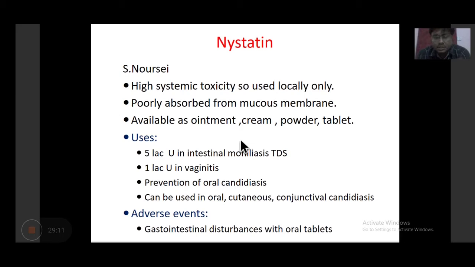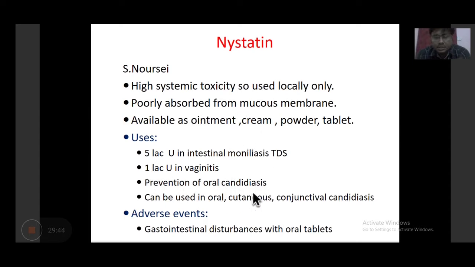Then comes another drug from the same polyene group, nystatin. So same mechanism of action, and because of high systemic toxicity, it is used only locally, as I told you. But sometimes it can be used for intestinal moniliasis. So it is poorly absorbed from mucous membrane, and it is available as ointment, cream, powder, tablets. Tablet is for intestinal moniliasis, otherwise topical preparation only.